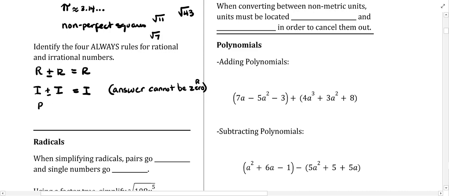Then there is rational times rational. That's always going to give you rational. And then we have irrational times rational. That's going to give you irrational. And the only exception here is that R cannot be 0.